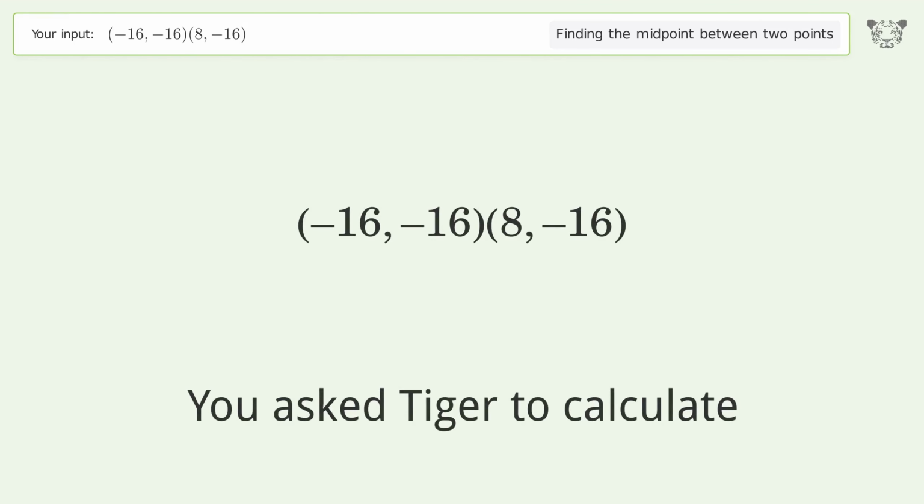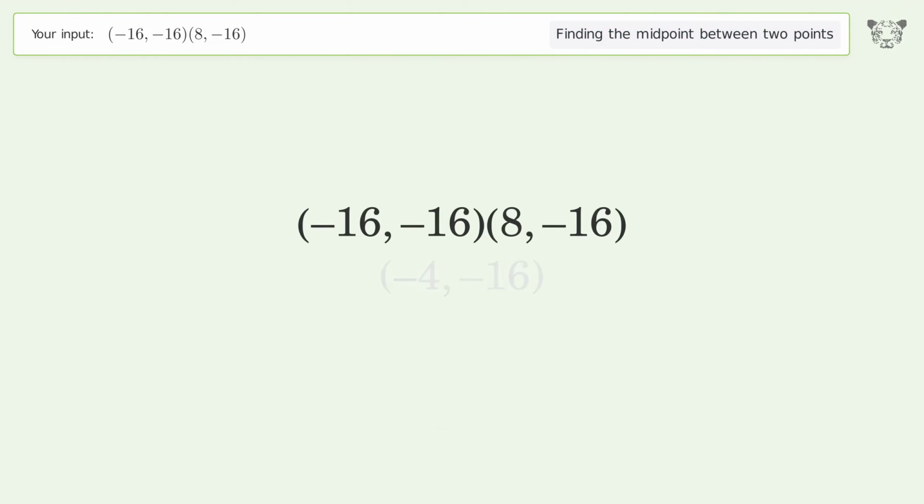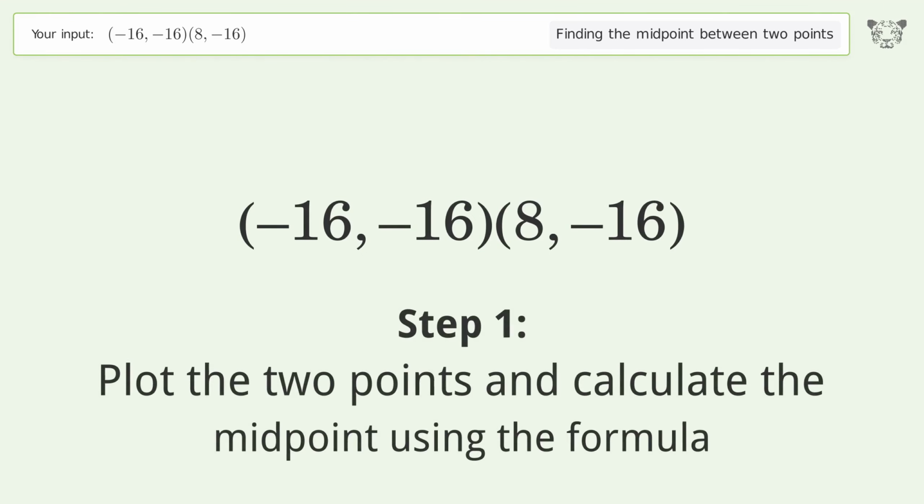You ask Tiger to calculate. This deals with finding the midpoint between 2 points. The midpoint between the 2 points is -4, -16. Let's solve it step by step. Plot the 2 points and calculate the midpoint using the formula.